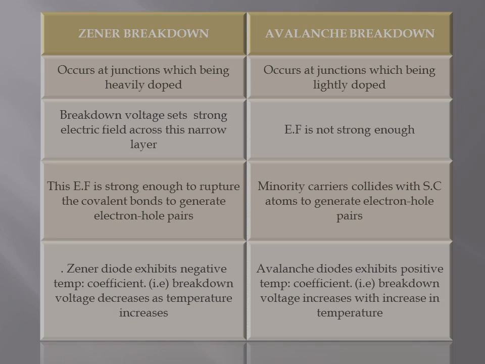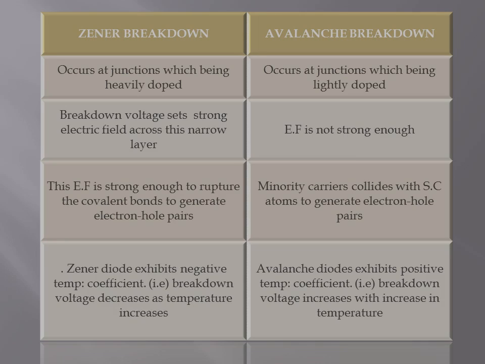We know that the recombination of electron hole pairs in the layer happens while the electric field given across the junction is strong enough to make these kinds of electron hole pairs. And in avalanche, minority charge carriers collide with the semiconducting atoms. We know that the minority carriers collide with the semiconducting atoms to generate electron hole pairs, whereas the electric field is not strong enough, so this doesn't occur due to the electric field.